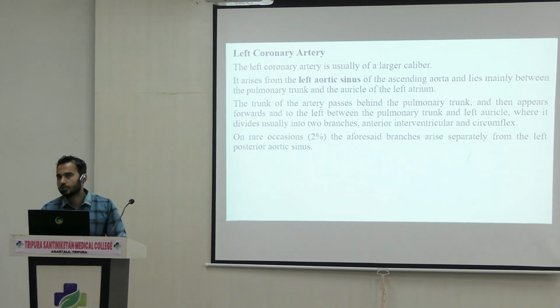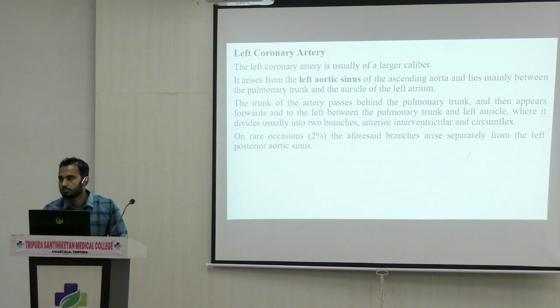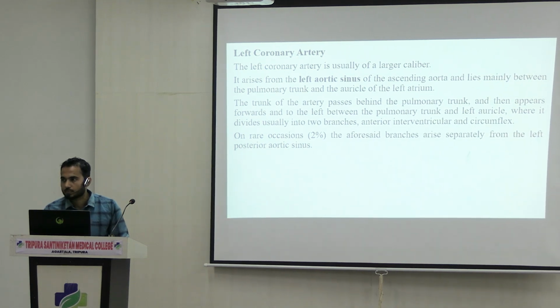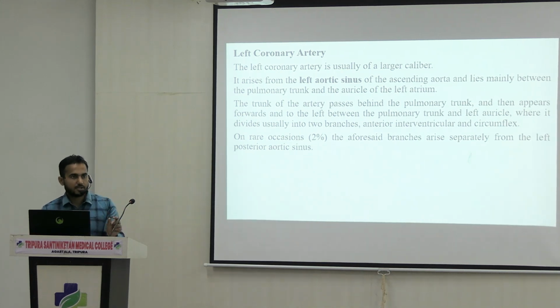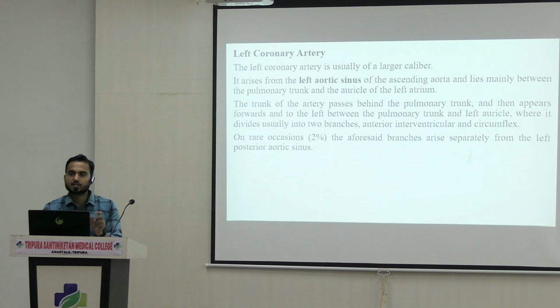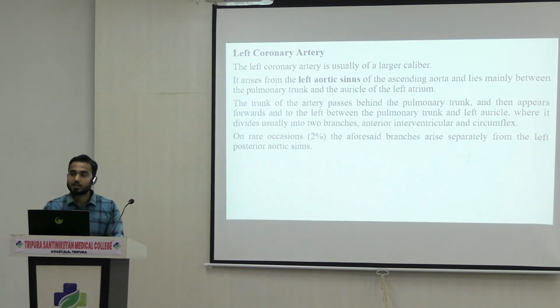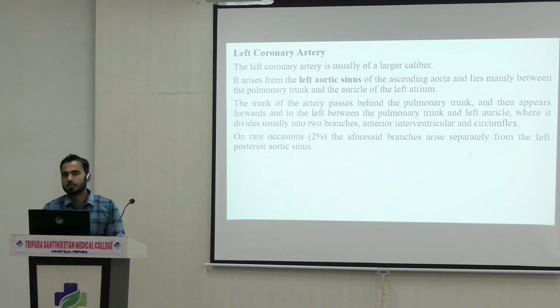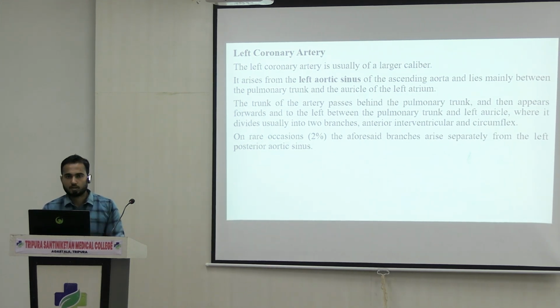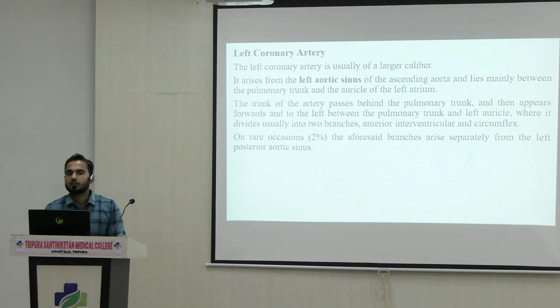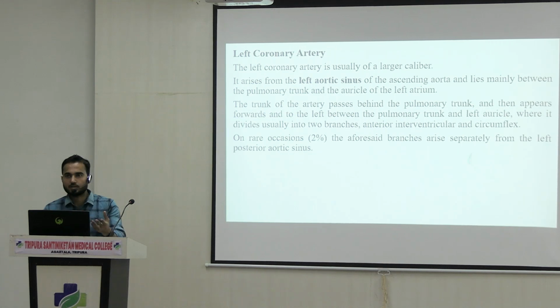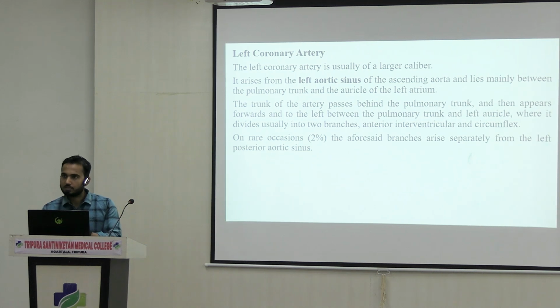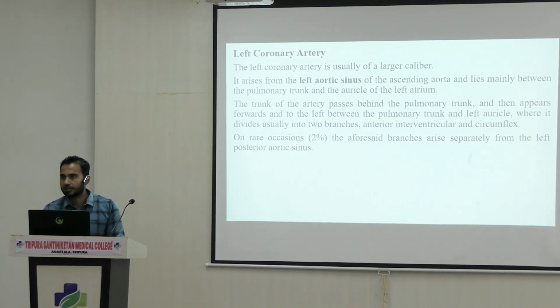What is the ratio between the thickness of right and left ventricle? Anyone? Yes, it is 1:3. If you see the thickness of the right ventricle and the thickness of the left ventricle, what is the ratio? 1:3. It means the left ventricle is 3 times thicker as compared to the right one. It means it needs more blood, and that is supplied by the left coronary artery. So the left coronary artery is supplying more blood as compared to the right coronary artery. Though the branches are fewer, the blood supplied is more by the left coronary artery.